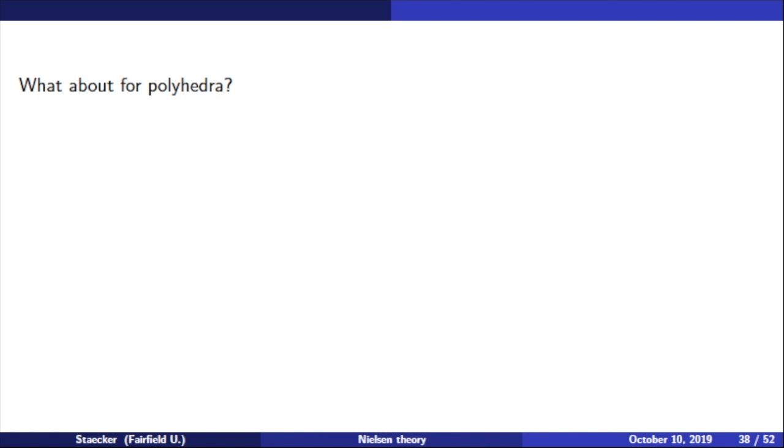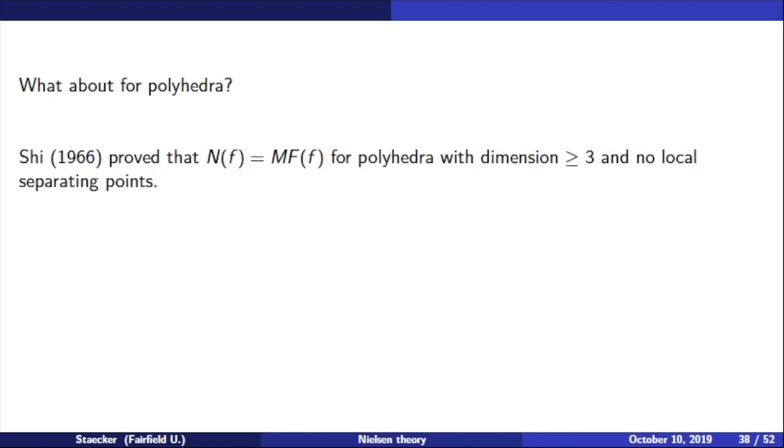That was all manifolds. What about polyhedra, which are not manifolds? So this was done by Shi in the 60s. He proved that the Nielsen number equals the minimum number for any polyhedron with dimension greater than 3 and no local separating points. A local separating point means if you remove that point from the space, then it disconnects a neighborhood of that point. If there's no local separating points and the polyhedron has dimension more than 3, then the Nielsen number equals the minimum number of fixed points. Still, the dimension 2 case was unsolved for a very long time.